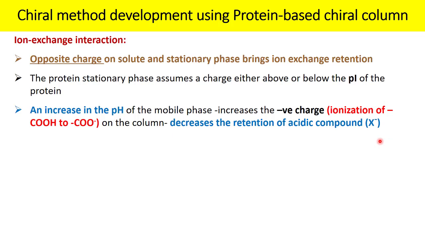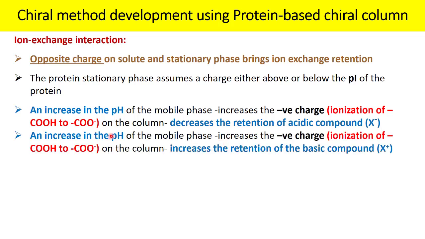Let us now analyze the situation one more time. Our stationary phase has a negative charge. Our analyte will also have a negative charge. I would like you to read the first statement now. What is the statement? The opposite charge on solute and stationary phase brings ion exchange retention. Tell me in the chat box whether it is possible to have ion exchange retention in this very first case: negative charge on the column and negative charge again on the analyte, the same charges. So it is not going to bring any ion exchange, and because of that there is a decrease. This kind of acidic compound will have a reduced retention time. I hope you understand this.